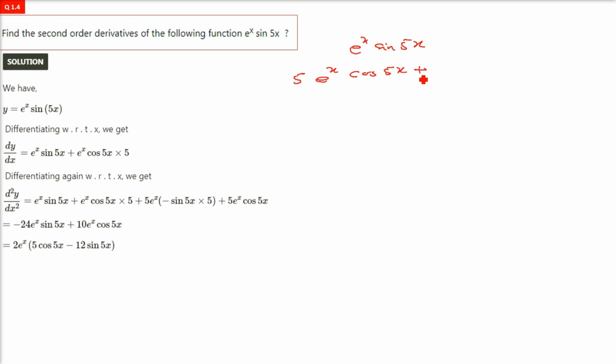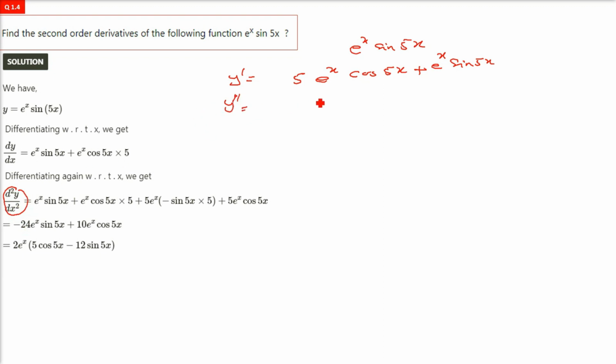Then we have a plus. Now you can take this sine 5x outside, and differentiation of e^x will be e^x. Okay. Now this is only the first differentiation that we have achieved. But since the question is asking about the second order derivative, y double prime, d2y by dx2, we have to find out.